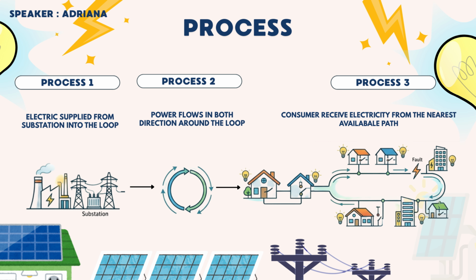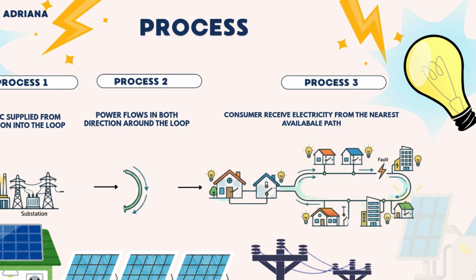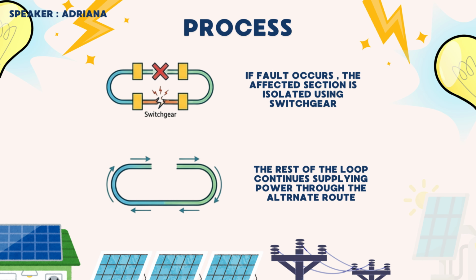Next, consumers receive electricity from the nearest available path in the loop system. This makes the power distribution more efficient and reliable. If a fault occurs in one section, the affected part can be isolated using switchgear to prevent damage to the whole system. And finally, the rest of the loop continues supplying electricity through an alternative route. This reduces power interruption and improves system reliability.